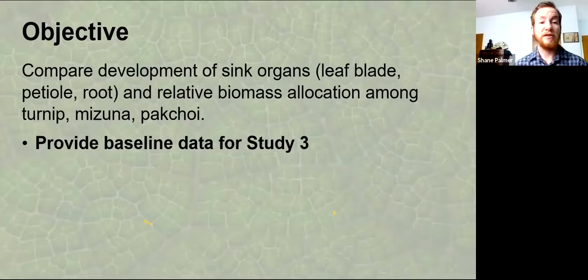So the objective for this study was to do a similar kind of study to the one that I just mentioned, involving repeat harvests over time. I wanted to look at the development of these sink organs, which were leaf blade, petiole, and root, and their relative biomass allocation among these three subspecies. My main motivation was that I wanted to find some baseline data for my next and final study.